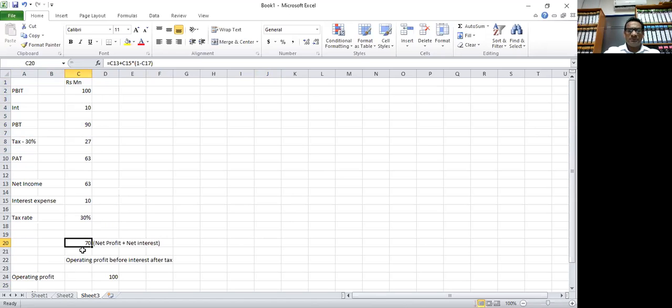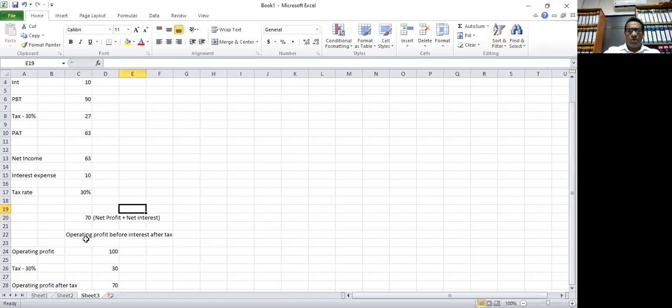I told you this answer of 70 is basically net profit plus net interest. We can also say it as operating profit before interest, but after tax. So operating profit is PBIT, that is 100. Tax is 30%. So basically this answer is 70. This 70 is same as this 70.